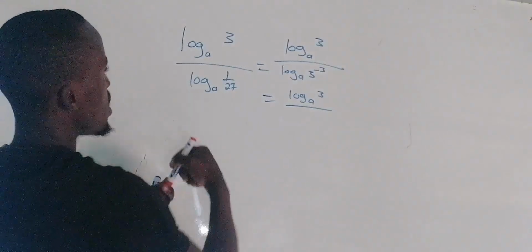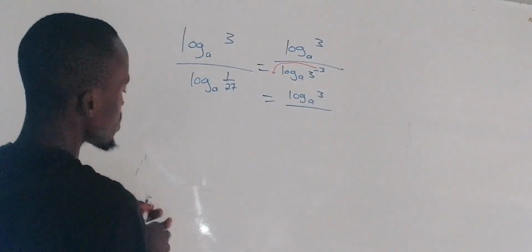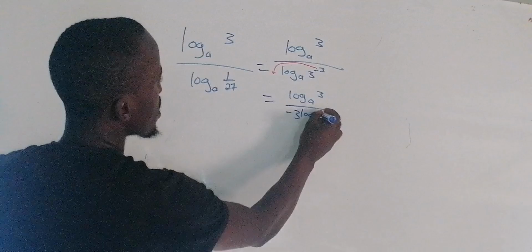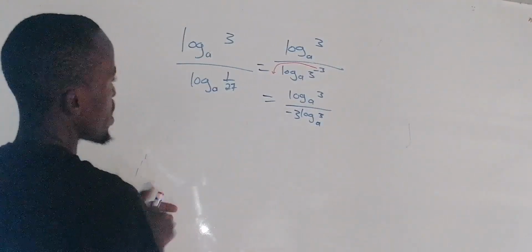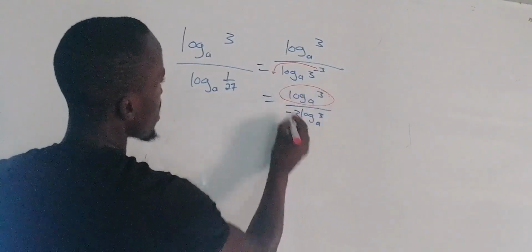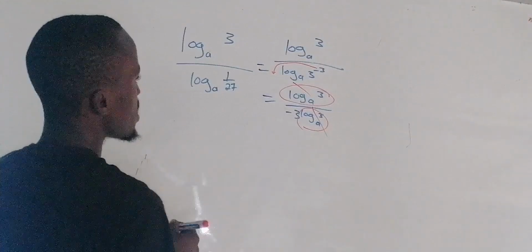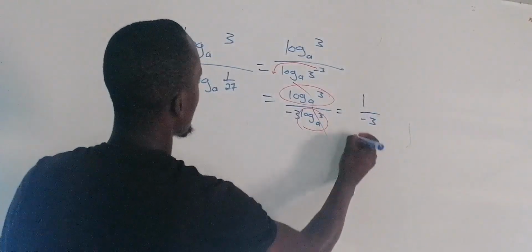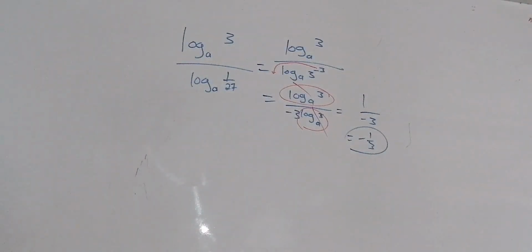We make the added exponent become the coefficient, right? It will be negative 3 log 3 base a. Then you see that this one here and this one here, they are the same, so they will cancel. Then our answer will be 1 over negative 3, which is negative 1 over 3, or 1/3. So this is how we are supposed to do it, guys.